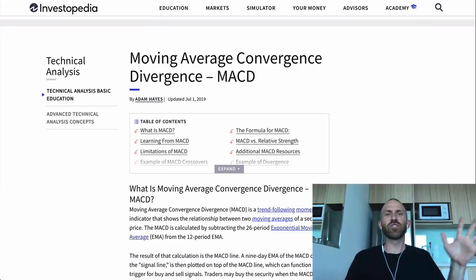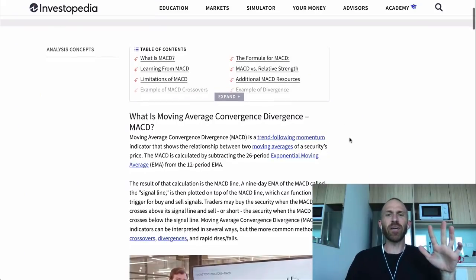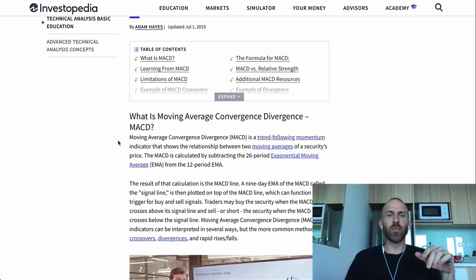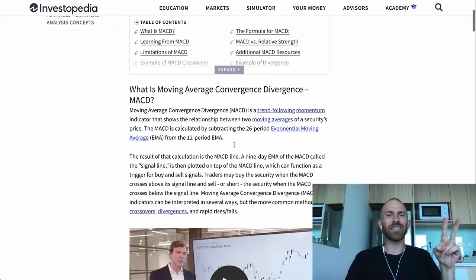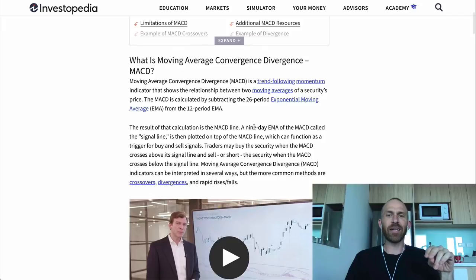So moving averages, just a definition real fast. Basically, it's a trend following momentum indicator that shows a relationship between 2 moving averages of security price. The MACD is calculated by subtracting the 26-period EMA from the 12-period EMA. And then a 9-day EMA of the MACD is called a signal line, plotted on top of the MACD line, which can function as a trigger for buy and sell signals. Okay, so that's the MACD.